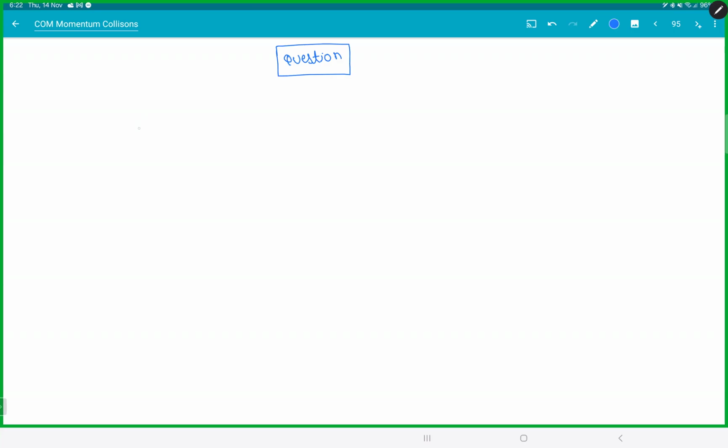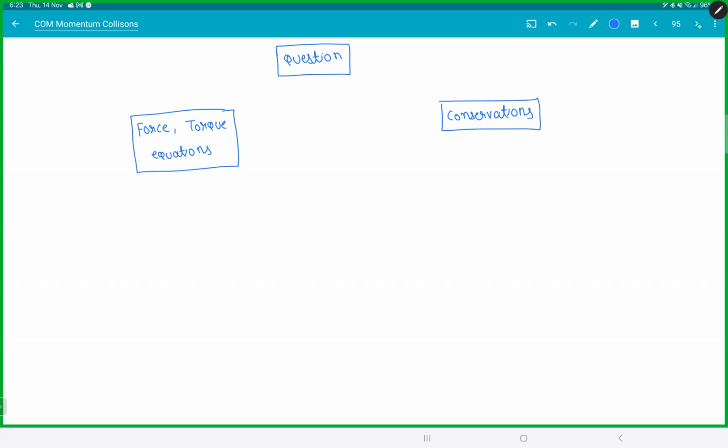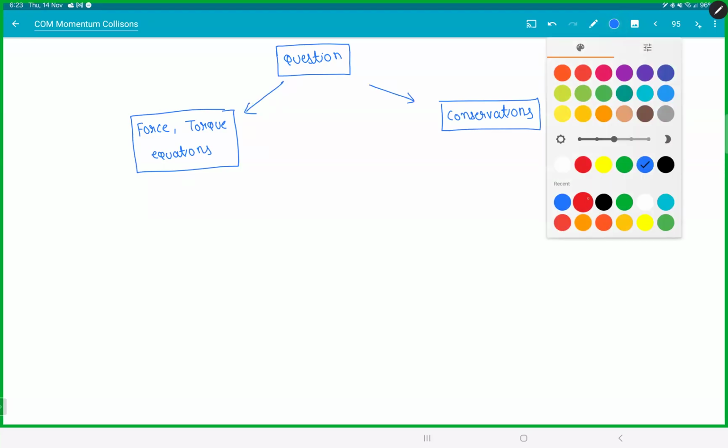One is your force and torque equations. Torque we still didn't do. That will be the next chapter, rotational mechanics. This is one set of weapons you have. The other set you have is conservations. This is your second tool to solve problems. Now, the first thing is, how do I know should I use force and torque or should I use conservations? The hint is there in the question.